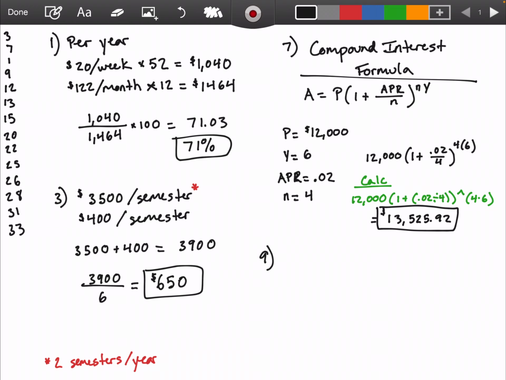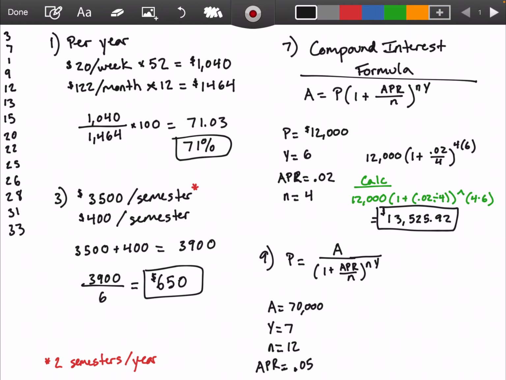This time we're solving for P. And guess what? That's also on your formula sheet, where it says P is equal to A, your ending amount, divided by 1 plus APR over N to the NY. Okay, so how much should be deposited if you want to end with $70,000 in 7 years? Let's see, an account with monthly compounding, so this time it's going to be 12, and your APR is 5%. You're never going to find an APR that good, for the record.